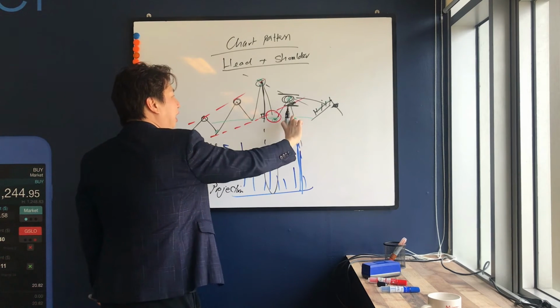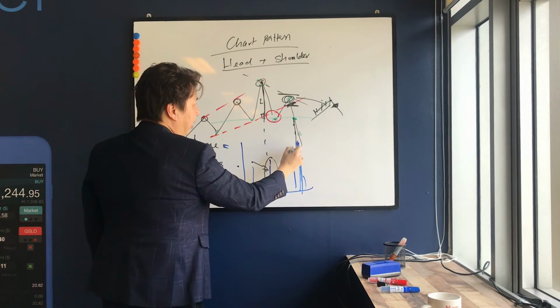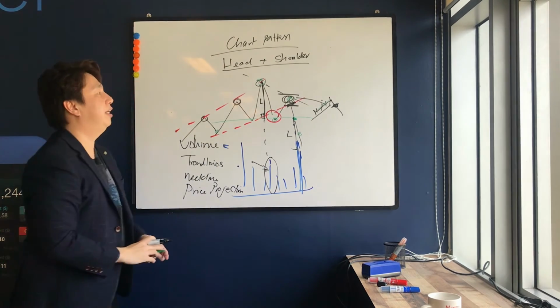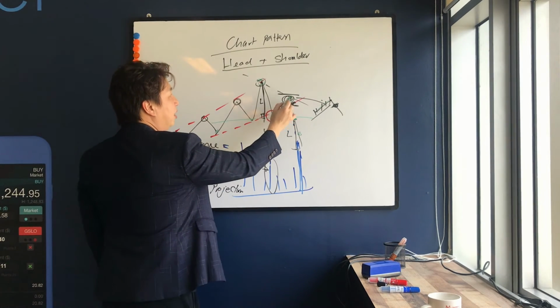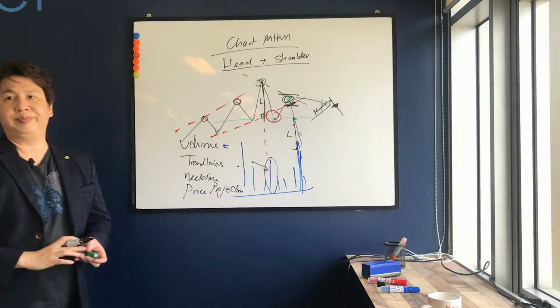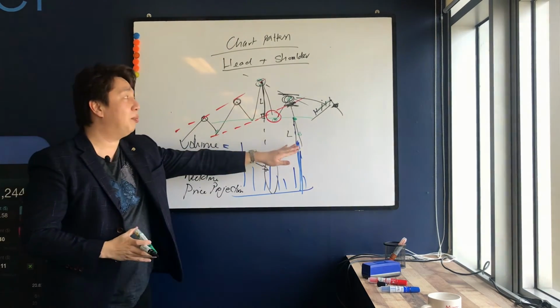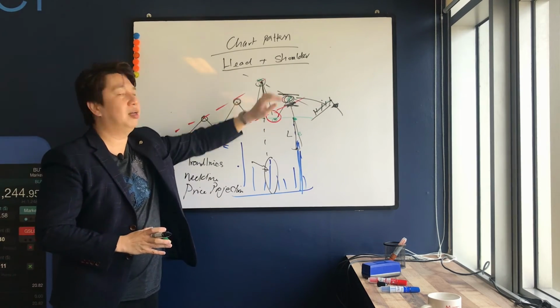From the time it breaks down to here, the same length over here, you can project it to be over here. So this line is the same. So you do a short here, do a stop loss there, and your possible target price will be here. Okay, so that will be the target price. This can be the entry price. This will be the stop loss price.